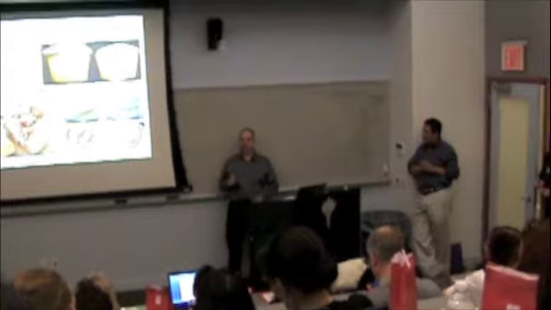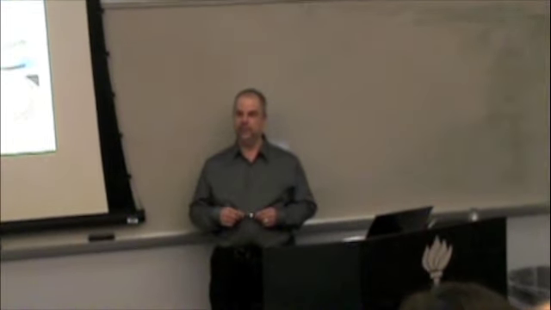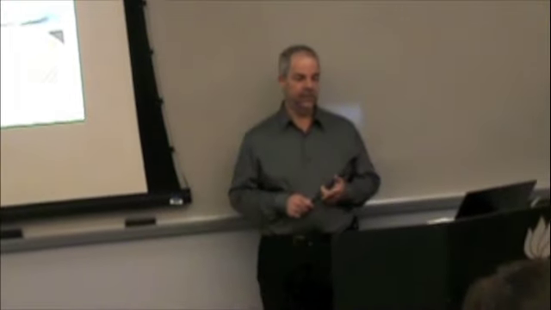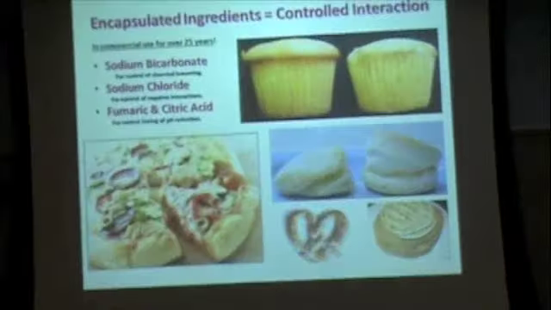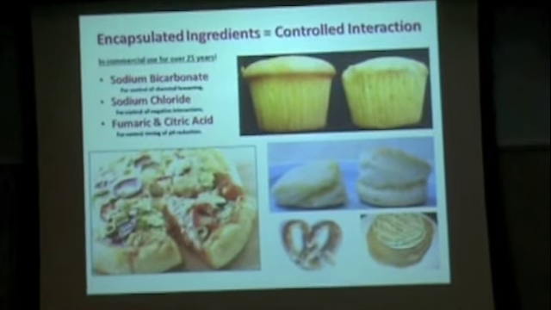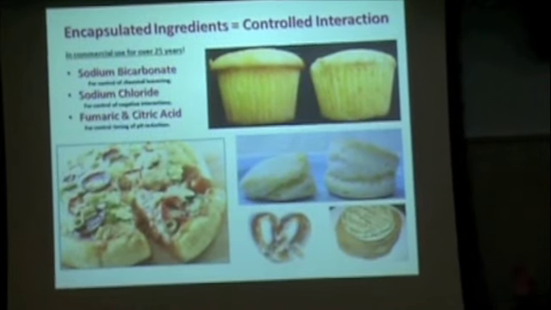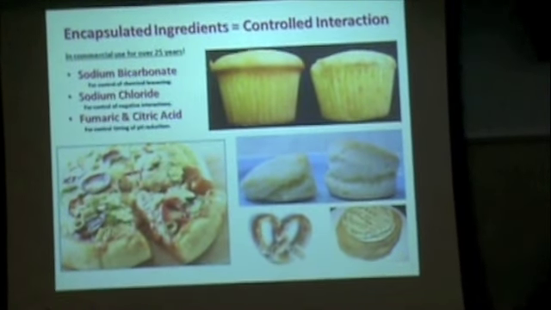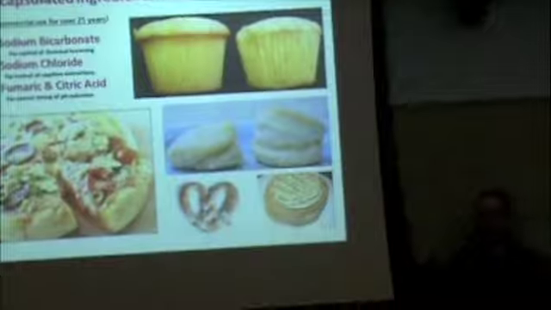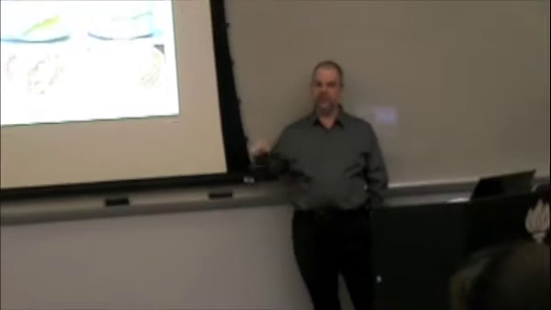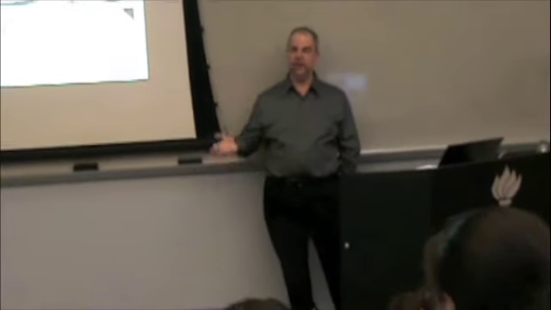But if you're not aware of that, encapsulated ingredients have been used in the industry today for about 30 years now. Sodium bicarbonate, sodium chloride, fumaric acid, citric acid have been used widely in your bacon industry. If you look at the two biscuits made by Pillsbury, they actually use an encapsulated chemical leavening. Therefore, when the product cooks, the coating melts off, creates CO2, causes it to rise.